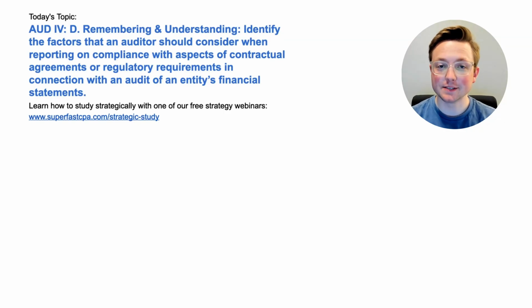I'm Logan, and in today's video, we're going to be going over Audit Area 4. This is Section D. This is a remembering and understanding topic. Identify the factors that an auditor should consider when reporting on compliance with aspects of contractual agreements or regulatory requirements in connection with an audit of an entity's financial statements. And we're going to be doing that the SuperfastCPA way, which is diving straight into the questions to learn the material.